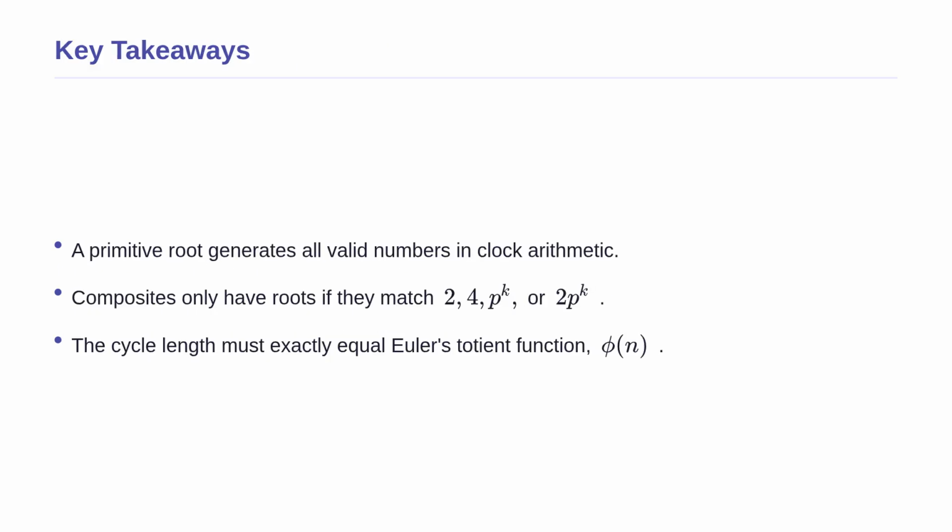We have covered a lot of ground today. Let us review the most important ideas. A primitive root is a special number that can generate every valid number in a clock arithmetic system through repeated multiplication. While all prime numbers have these master keys, composite numbers are much pickier. A composite number will only have a primitive root if it takes the specific form of 2, 4, a power of an odd prime, or twice a power of an odd prime. By understanding this rule, we ensure our digital communications remain safe and unbreakable.